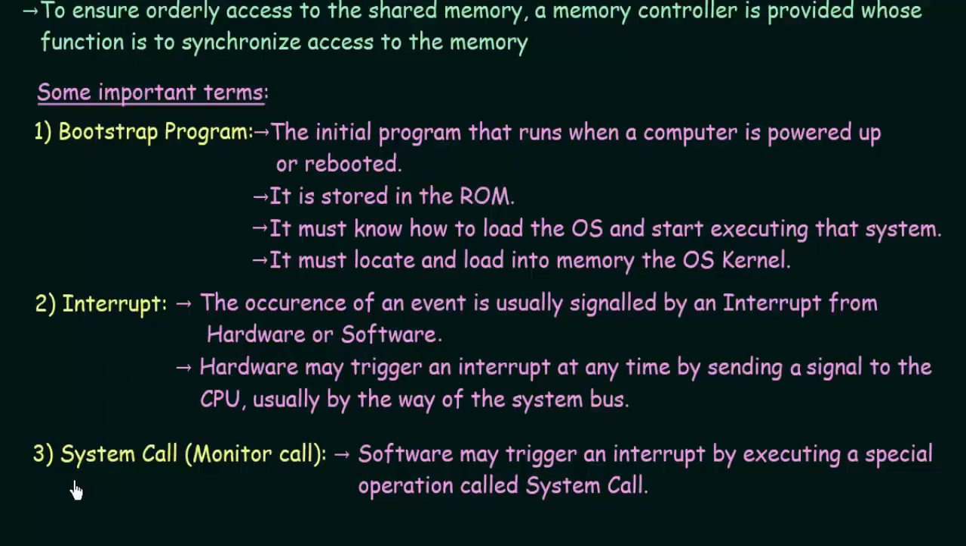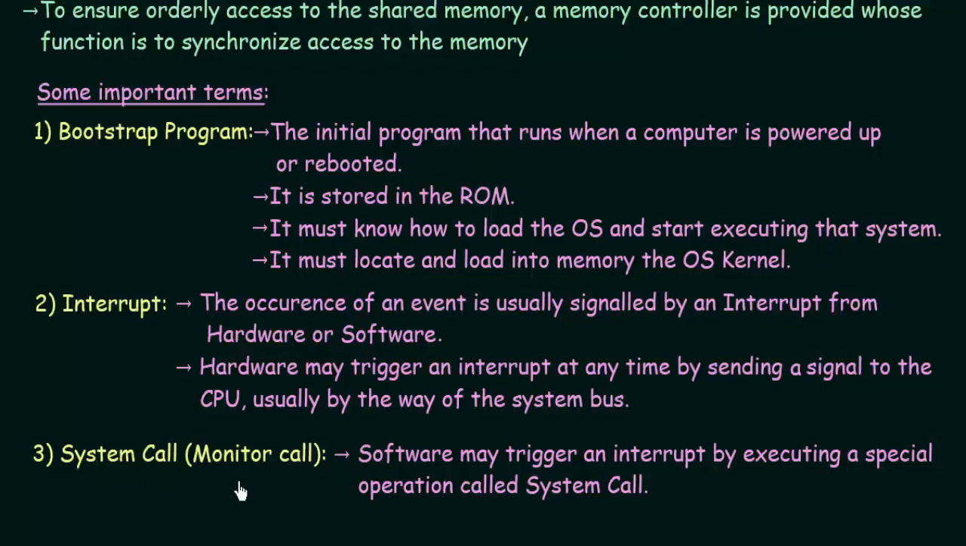Now the next term I want to introduce to you is known as a system call, also known as a monitor call. Let's see what it says. A software may trigger an interrupt by executing a special operation called a system call. As I told you, when hardware triggers the interrupt, we usually call it an interrupt. If the software is causing the interrupt, then that is known as a system call or a monitor call. So if it is hardware, we usually call it an interrupt, and if it is triggered by software, then we usually call it a system call or a monitor call.